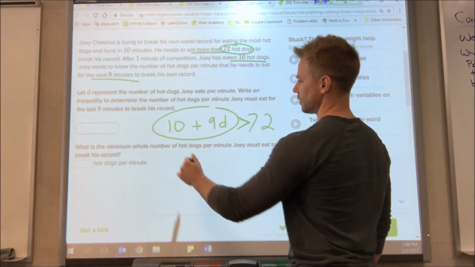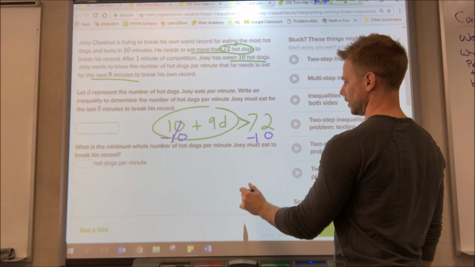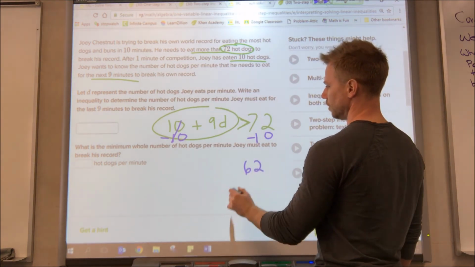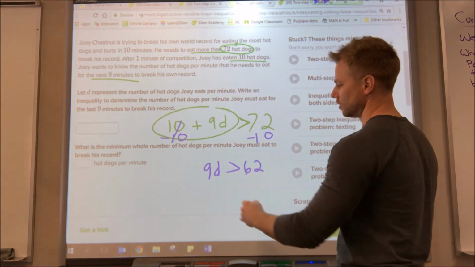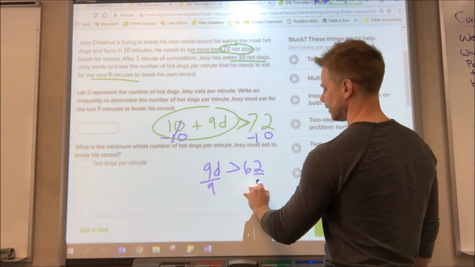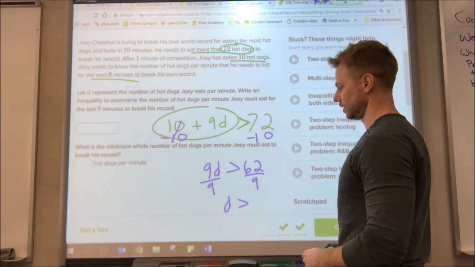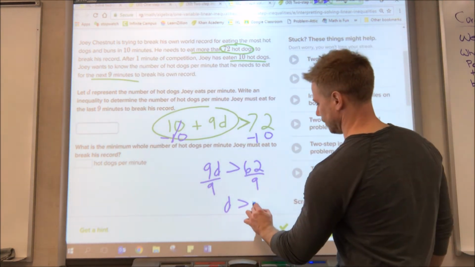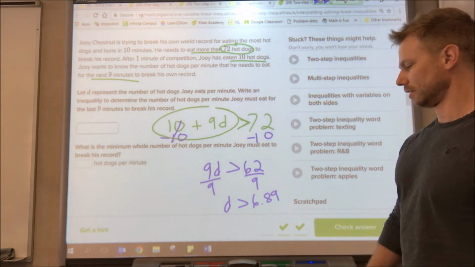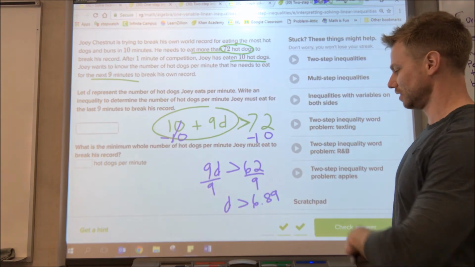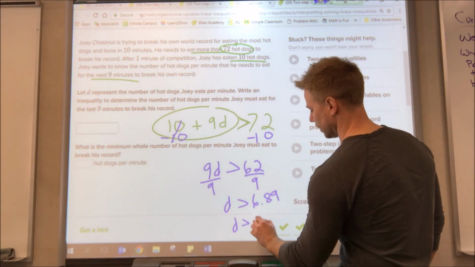So when you get D by itself, do the opposite of what you see. Subtract 10, and do the same thing on the other side. So we have 9D is greater than 62. Divide by 9, divide by 9. D is greater than 62 divided by 9. Okay, but he can't just eat 89 hundredths of a hot dog. He'd have to eat the whole next hot dog. So D is greater than 7.